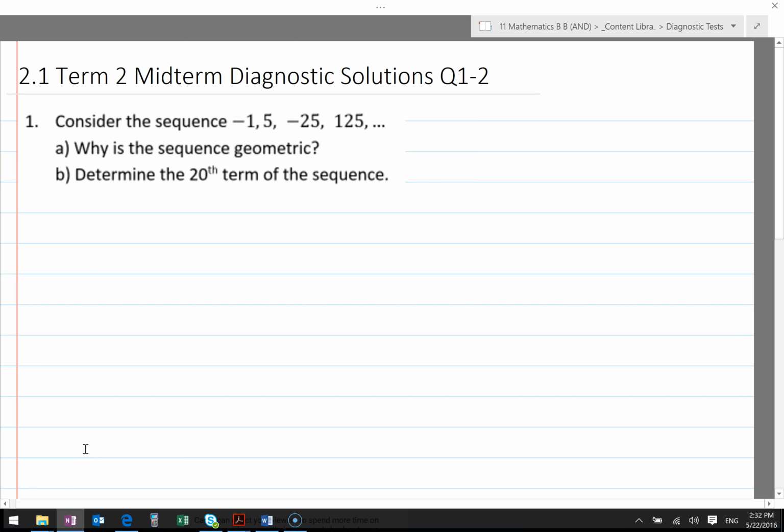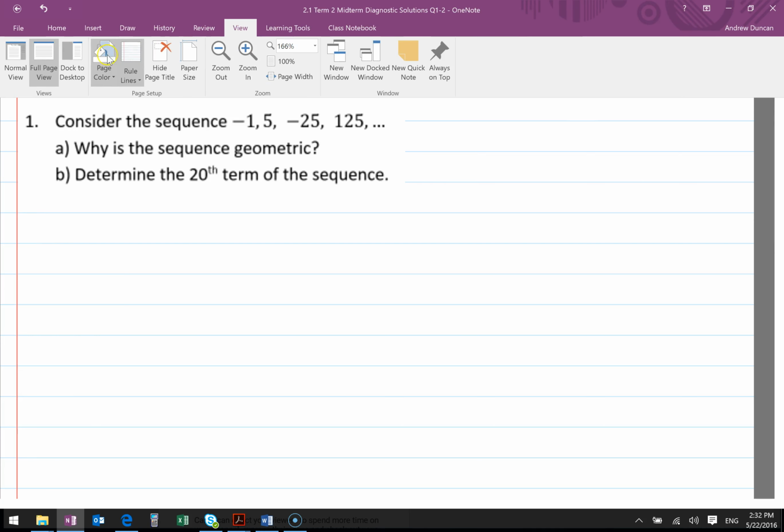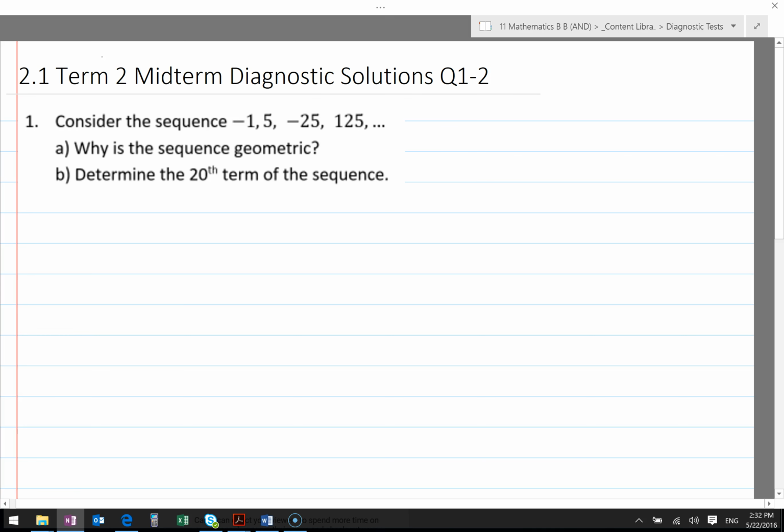Here are the solutions for the midterm diagnostic. Hopefully you'll just be ticking away all your solutions. Question 1, we've got a sequence, -5, 5, -25, 125. Part A, why is the sequence geometric? Our test for whether a thing is geometric is whether the common ratio between successive terms is the same. So I should get the same result dividing those terms.